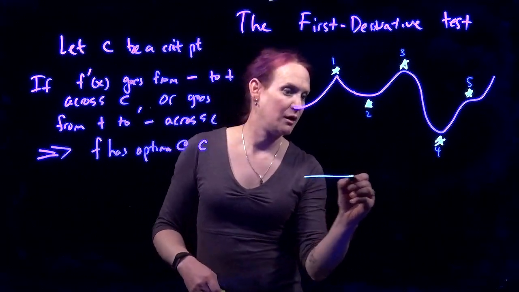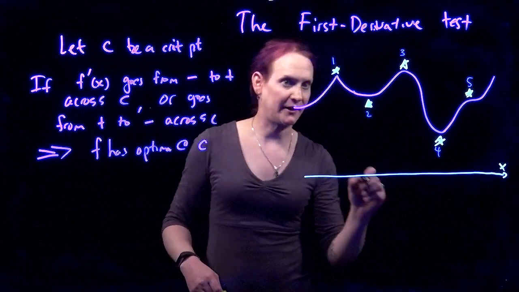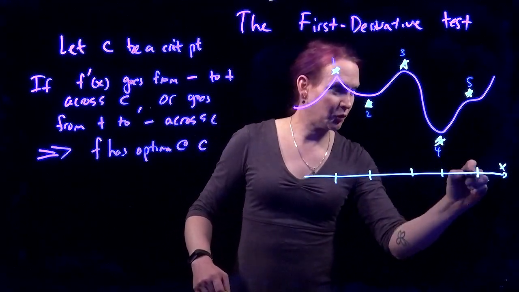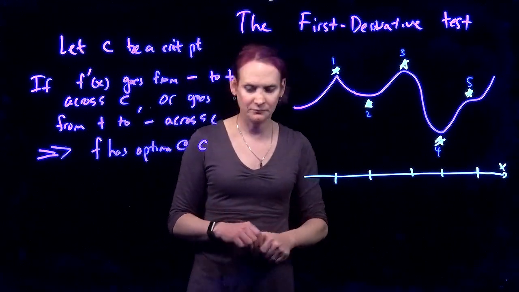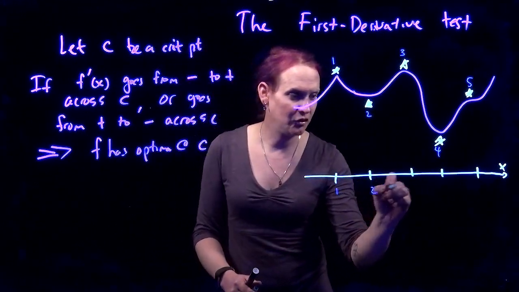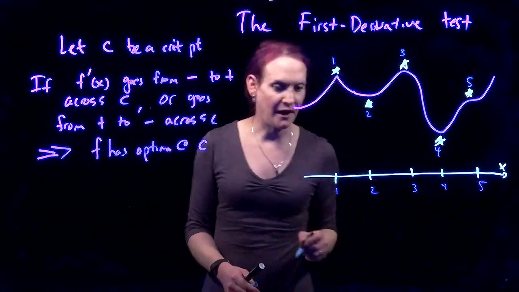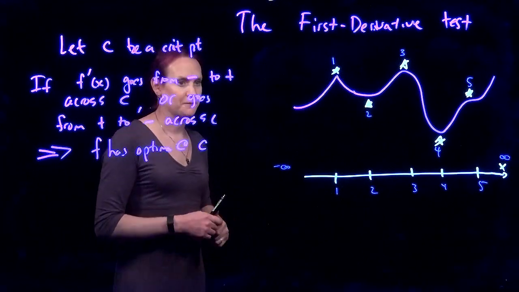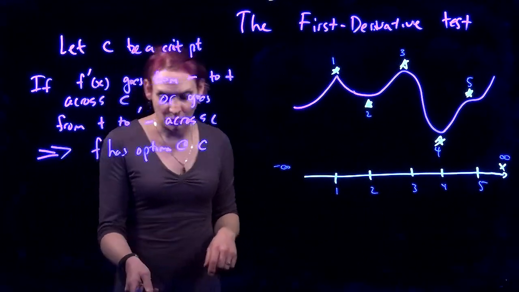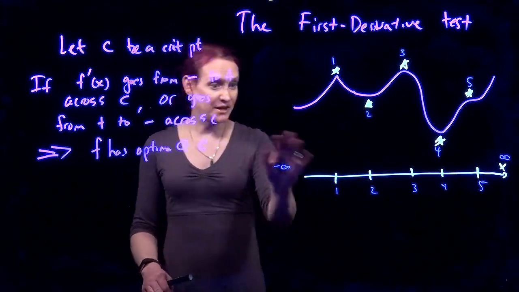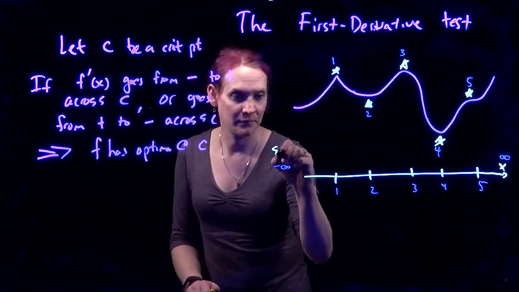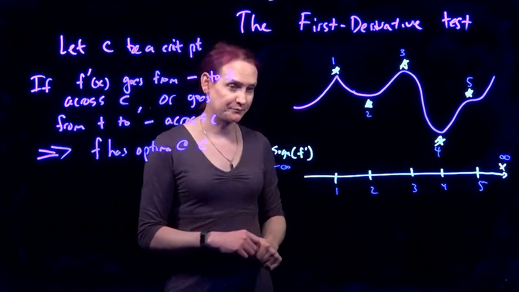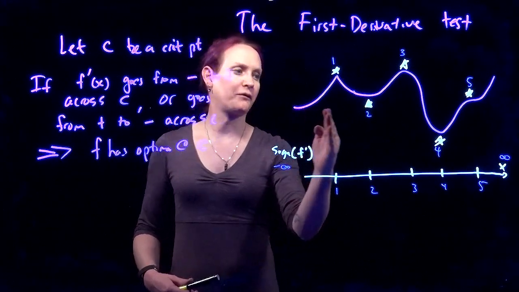Let's draw an axis. That's the x-axis. And let's put marks down where these critical points are. So this is critical point 1, 2, 3, 4, 5. Infinity is over here, infinity is over there. What I want to do is describe the sign of f prime on these intervals. We'll always go from left to right.